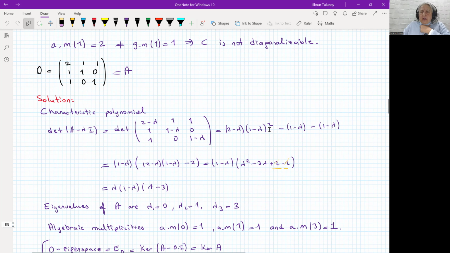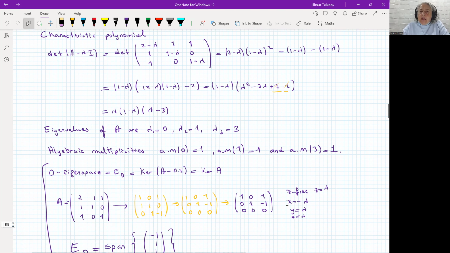Here we are just organizing these values into this polynomial. We will find that lambda (1 minus lambda)(lambda minus 3) will be the solution for the determinant of A minus lambda I. And the roots of this polynomial will be lambda 1 equal to 0, lambda 2 equal to 1, lambda 3 equal to 3. So the eigenvalues of A will be 0, 1, 3.